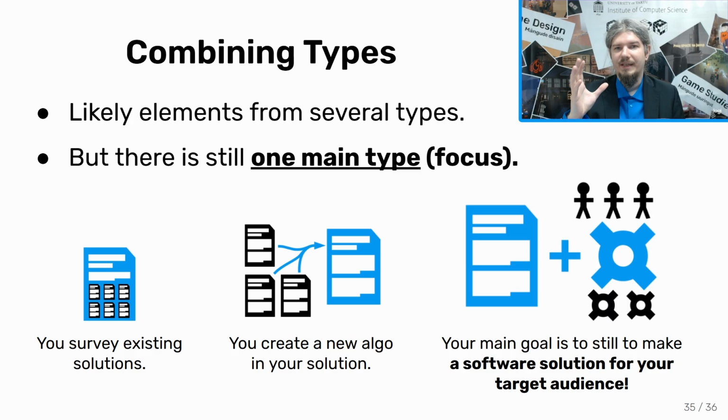One mistake that students sometimes make is they try to pick the simplest aspects from different types and then put those together as a thesis. So this is not very good, because then you're taking the simplest things and the overall result will be somewhat poor. So you still have this one main type.